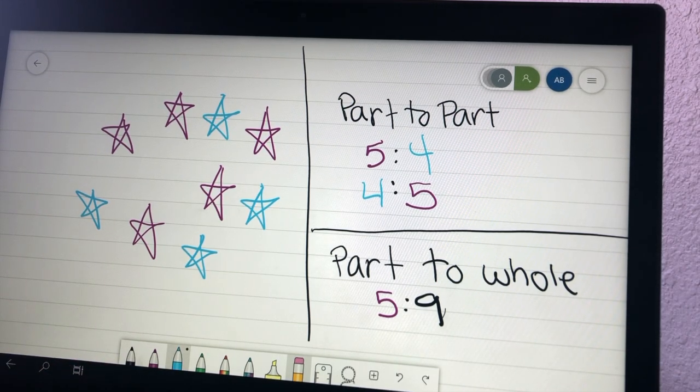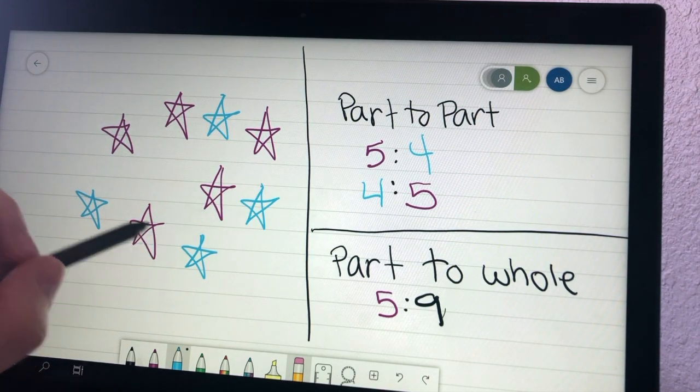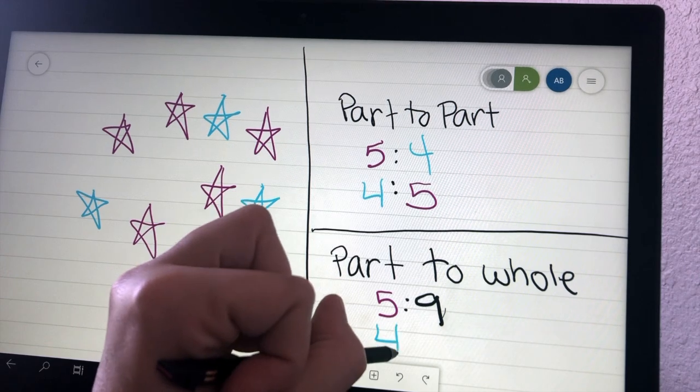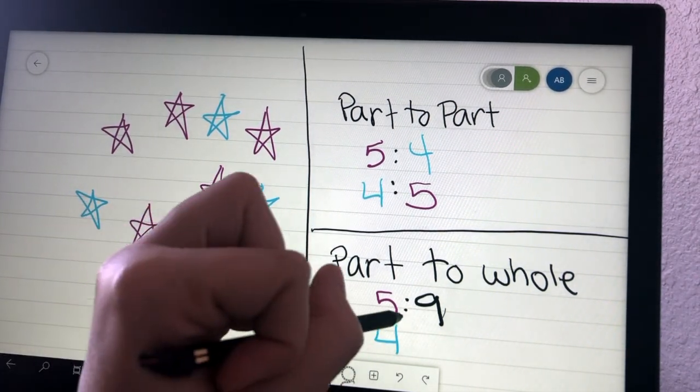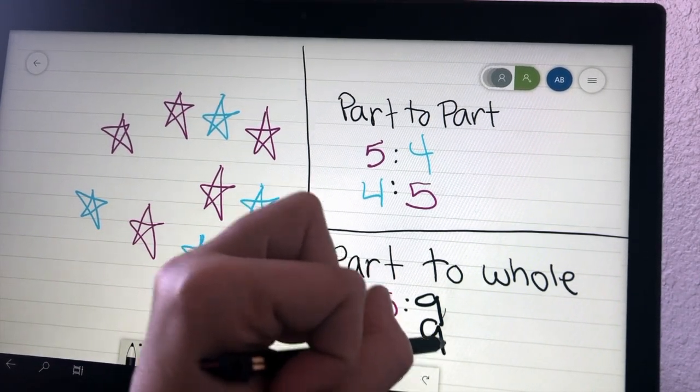Now let's write our ratio if we were comparing blue to whole. I have 1, 2, 3, 4 blue. And to compare that to whole, I still have 9.